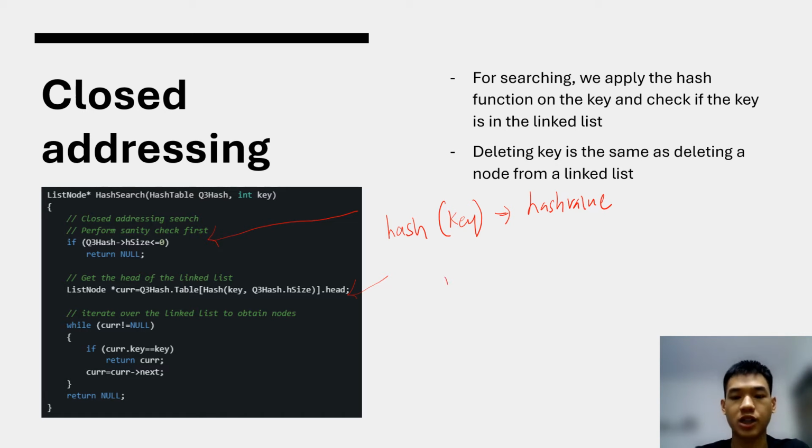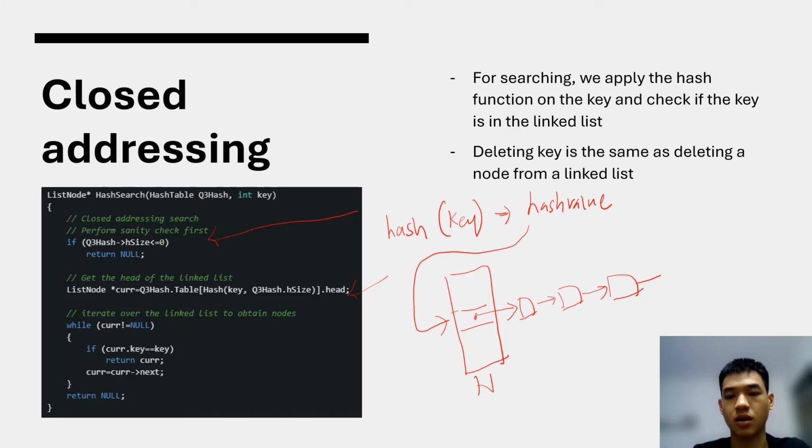So having obtained the hash value for a hash table size m, if my hash value is here, and I know that this is close addressing, I will have a linked list at this hash slot. So what I will do is I will obtain the head of the linked list, and then I will iterate through all the nodes till I find the target key that I'm looking for. And if it goes to null, then I will return null because the key doesn't exist.